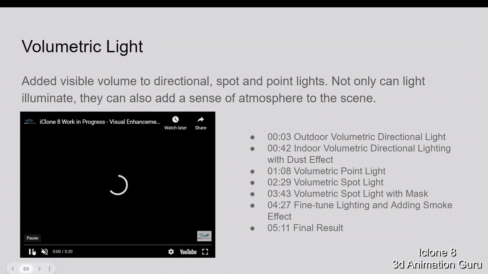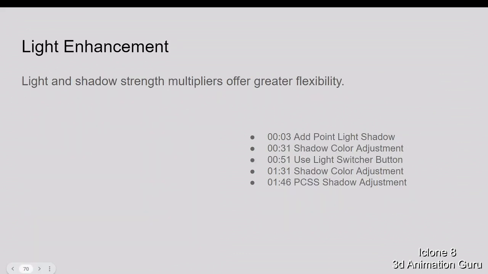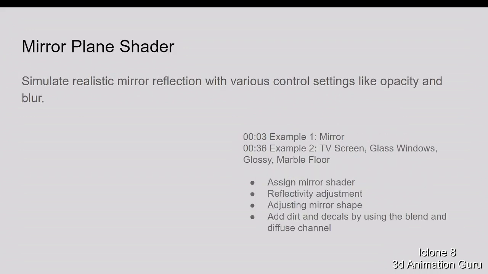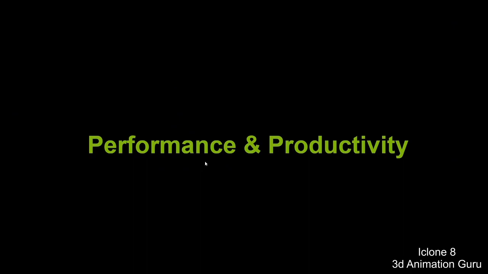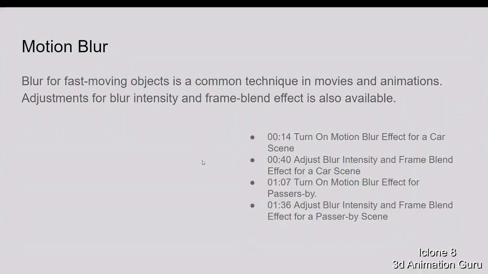So we have the light enhancement and shadow strength multiple. So this is the amount of light. This topic needs to be discussed separately and in depth so that we can see and learn how the light operates. So we have the mirror shade, mirror blur, and then you have the performance and productivity.